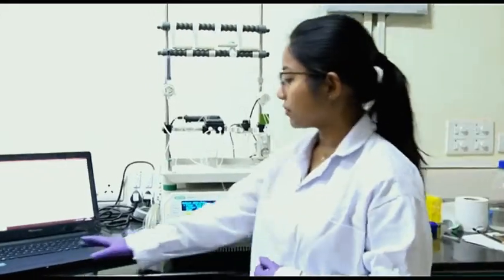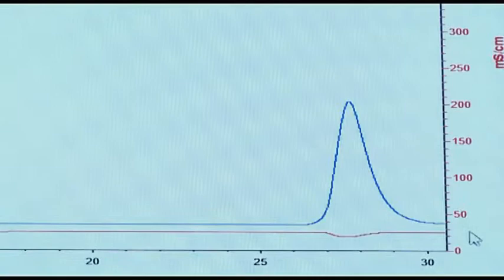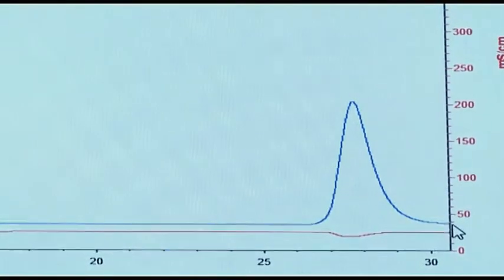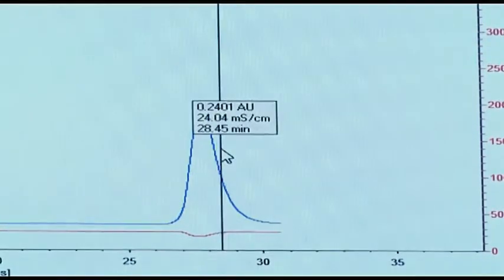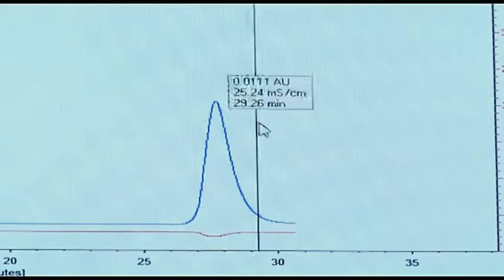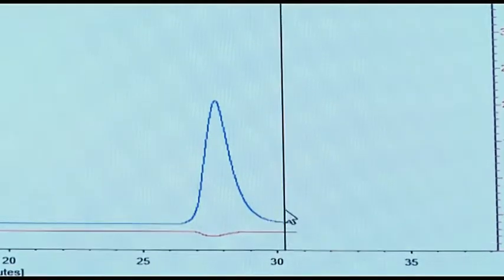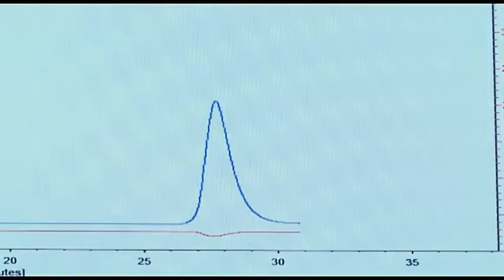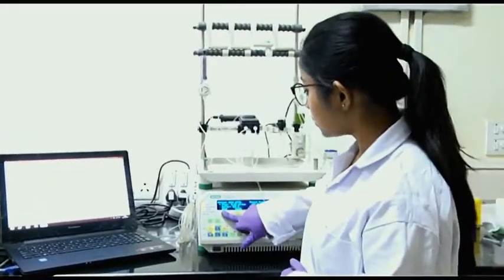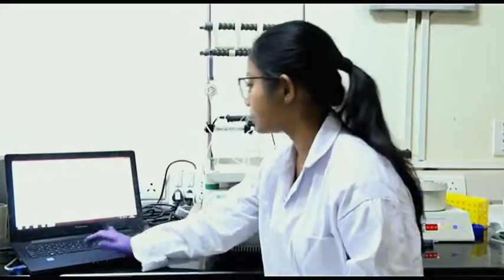Now you can see this peak has gone down completely and it is becoming flat. At this particular stage the contaminating proteins have come out from the column and my protein is supposedly stuck inside the column. So, now I will stop this run, and here also I will stop it.